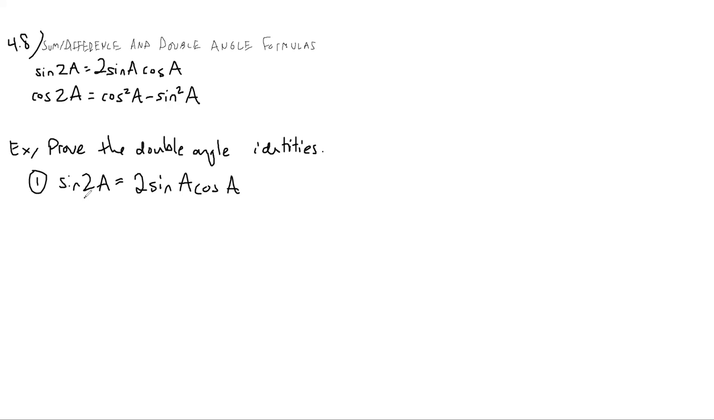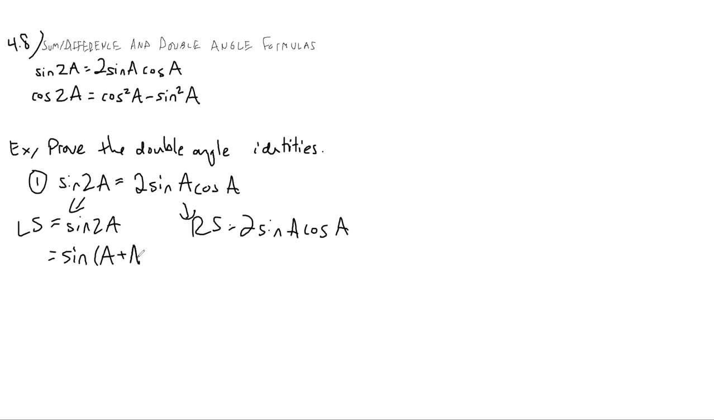And so the way that we're going to prove these, as always with all identities, I'm going to split them up into right side, left side. And so what I'm going to do is actually use the additive formula. So that sine 2a, I can rewrite as sine of a plus a. And then that's going to allow us to use the sum formula.